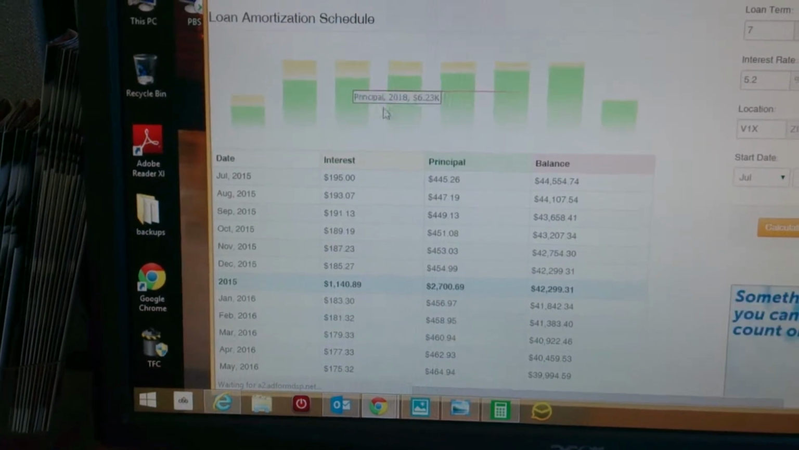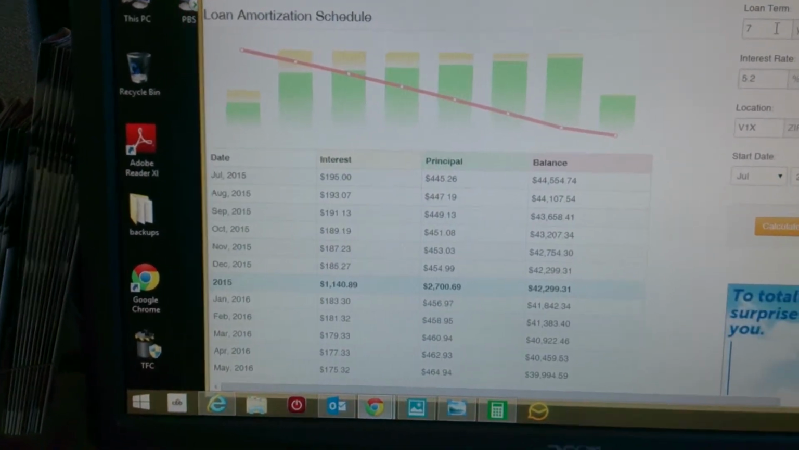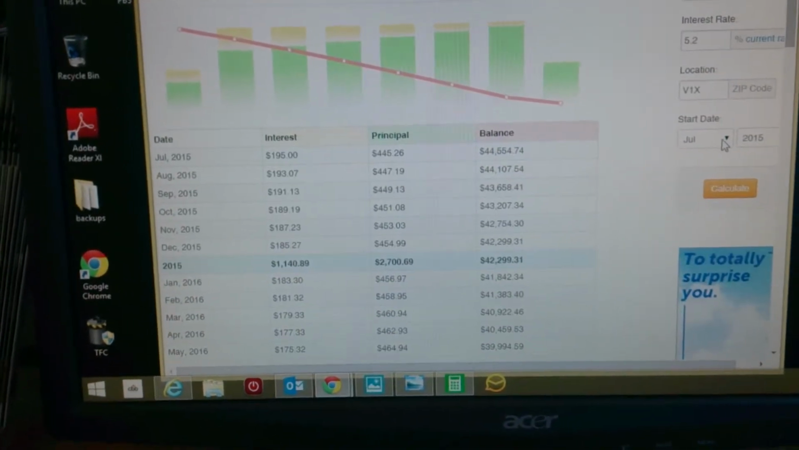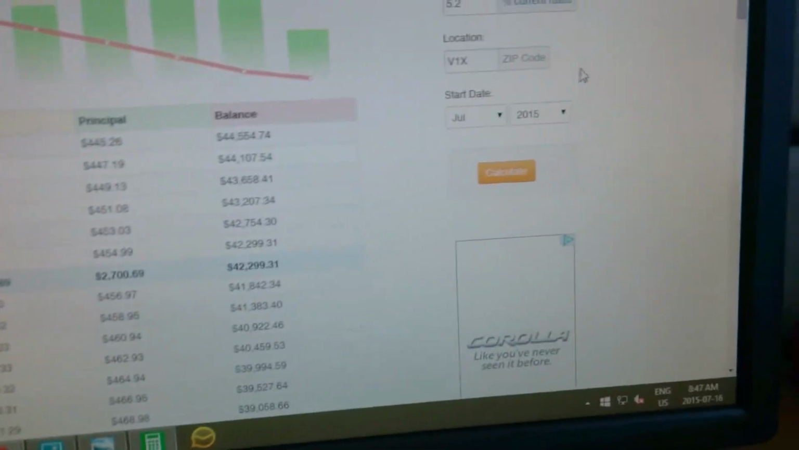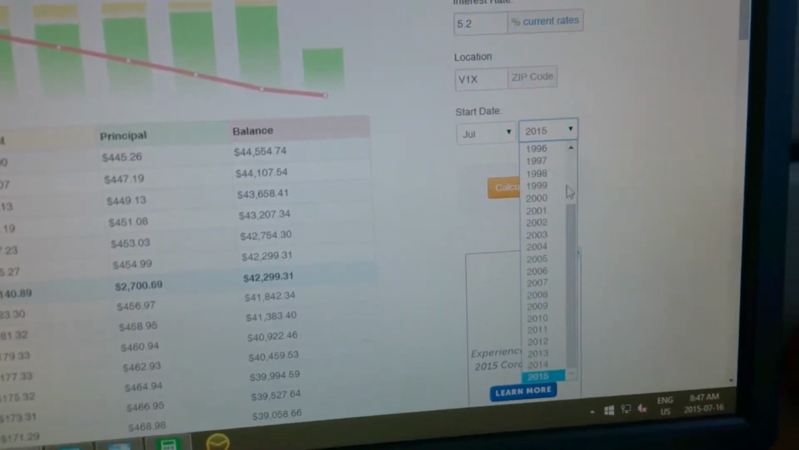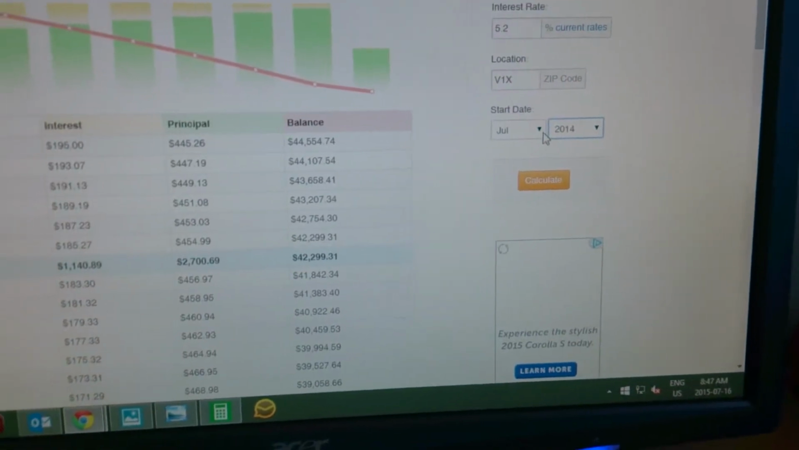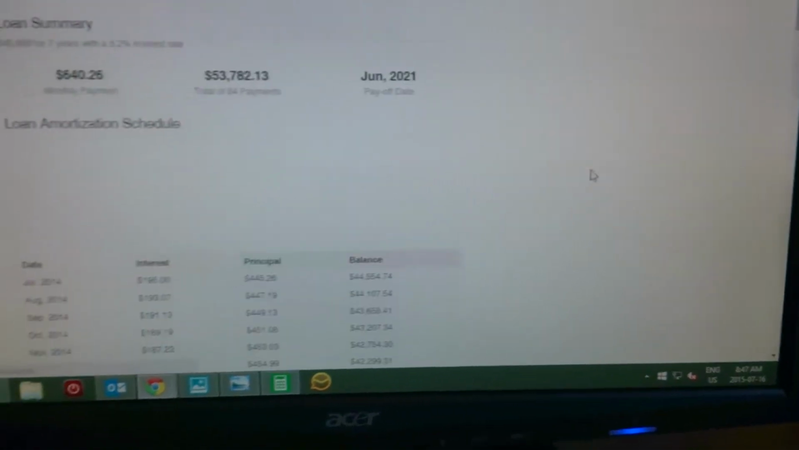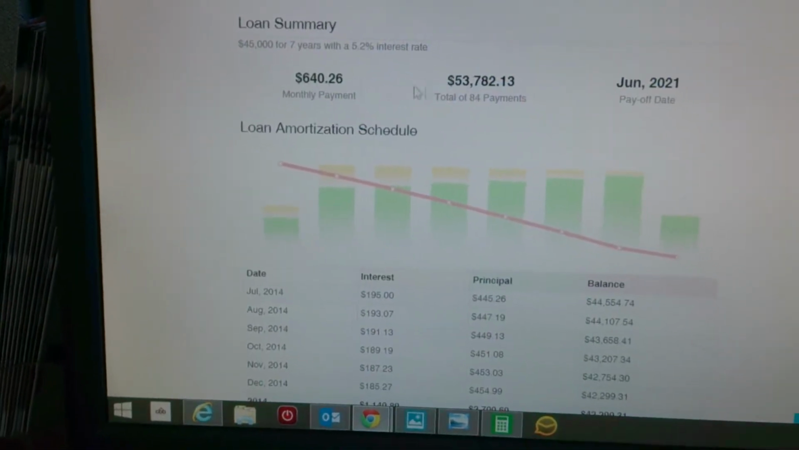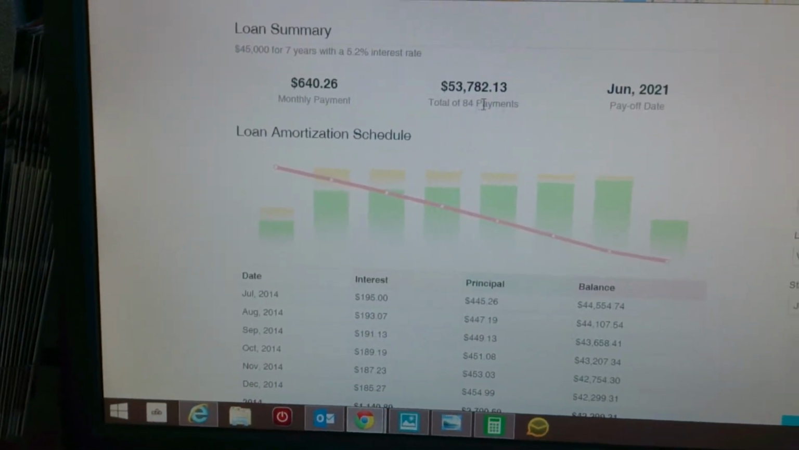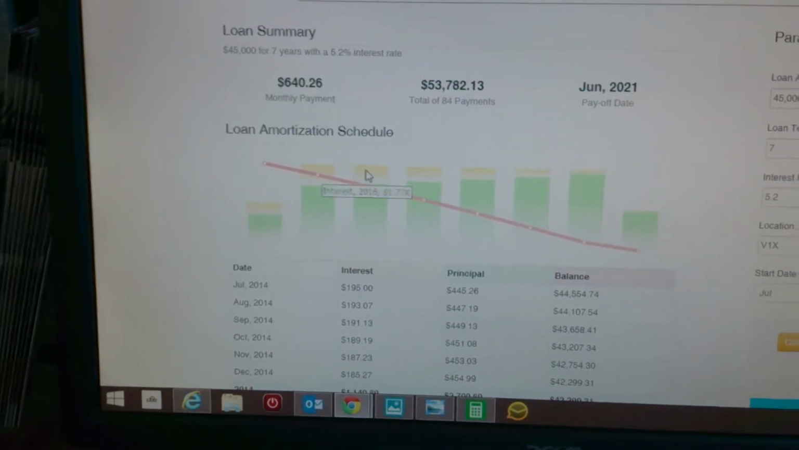So this is a loan amortization schedule. Now, I'm going to put my loan start date. I'll make this a little bit bigger for you to see. My loan start date when I bought my Jeep was last year, so 2014, right around this time. So you calculate. So there's my monthly payment. There's the total number of 84 payments, what I'm going to be paying. And there's my payoff date.